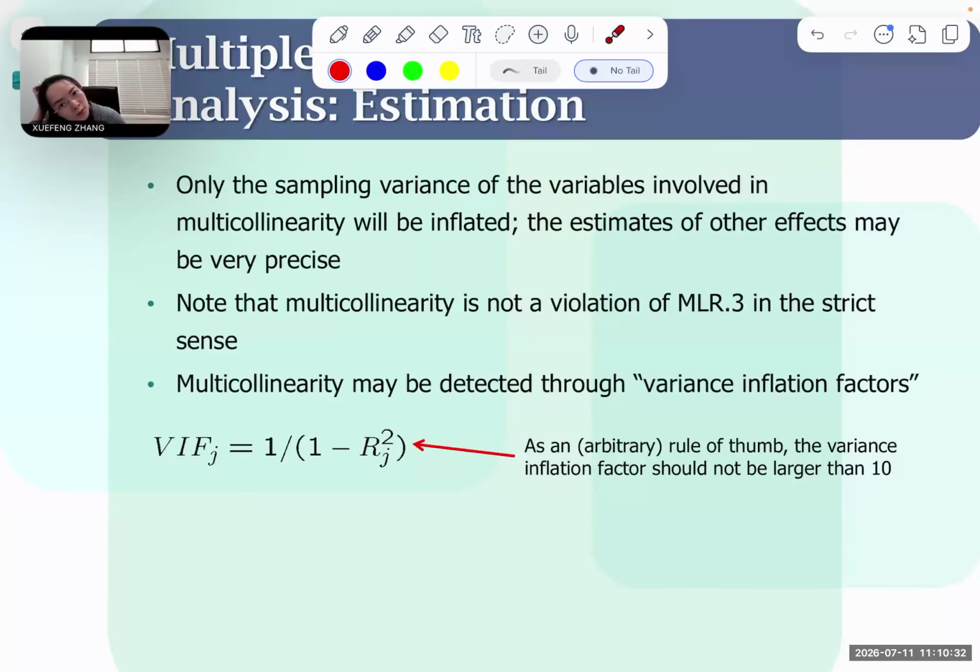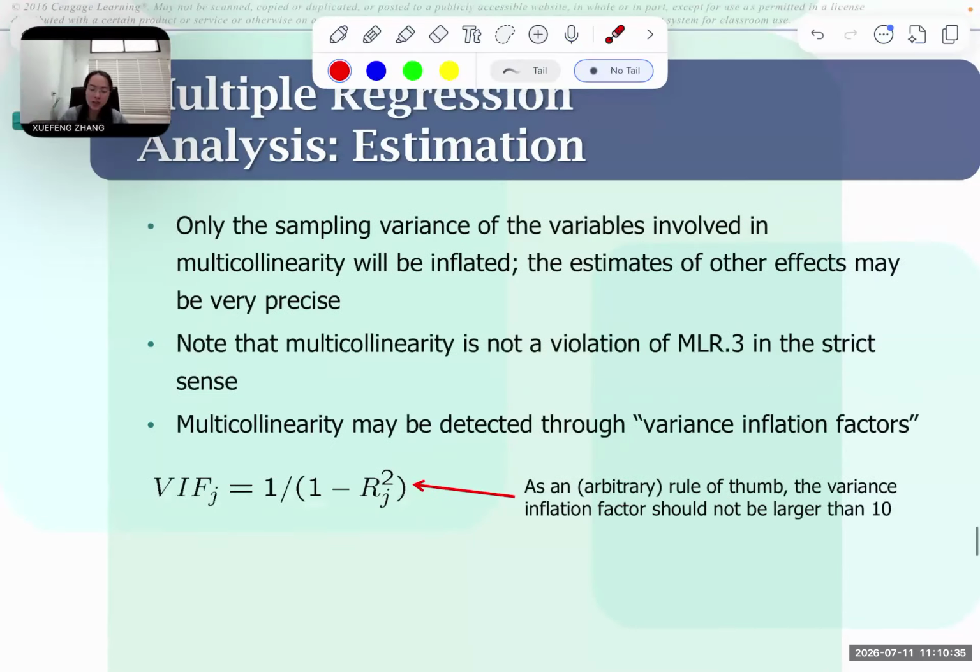So here are three quick wrap-up points on multicollinearity. The first one, only the sampling variance of the variable involved in multicollinearity will be inflated. The estimates of other effects may be very precise. Okay, only the sampling variance. Second one, multicollinearity is not a violation of MLR3 in that strict sense. And also, multicollinearity may be detected through variance inflation factors, in short VIF, okay?